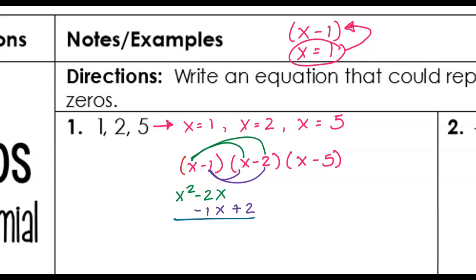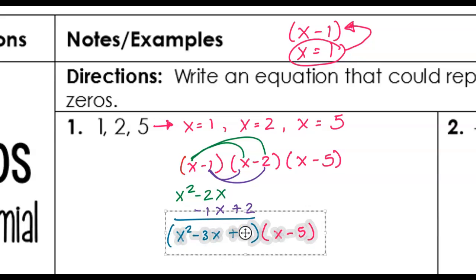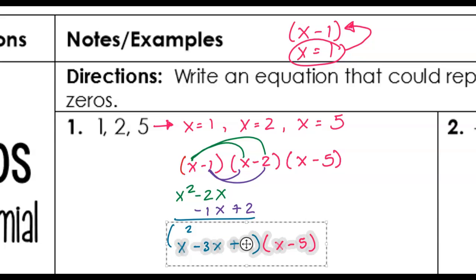And then I'm combining like terms. So x squared doesn't combine with anything. Negative 2x minus 1x is negative 3x. And 2 doesn't combine with anything. And that's my product. But now I need to multiply in the last factor. So I'm going to repeat the same process, but now I have an extra step of distributing, which is fine.